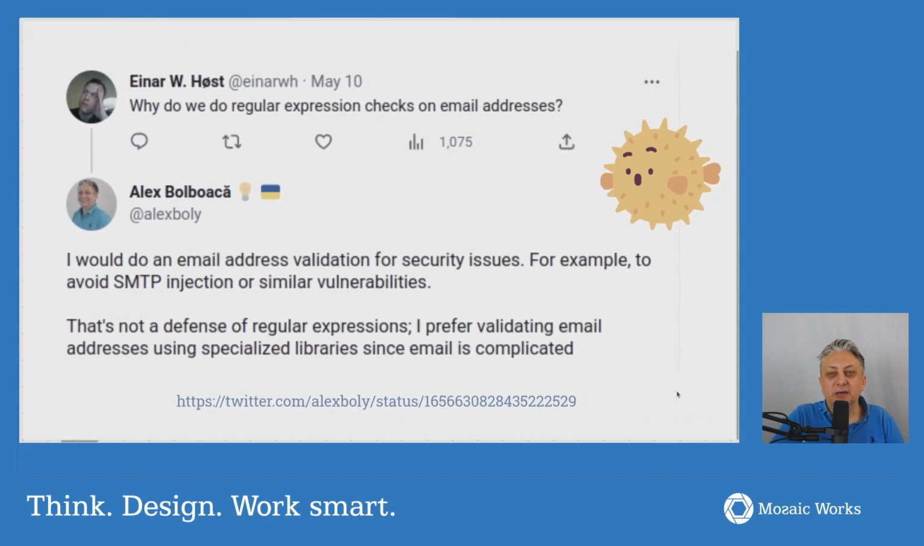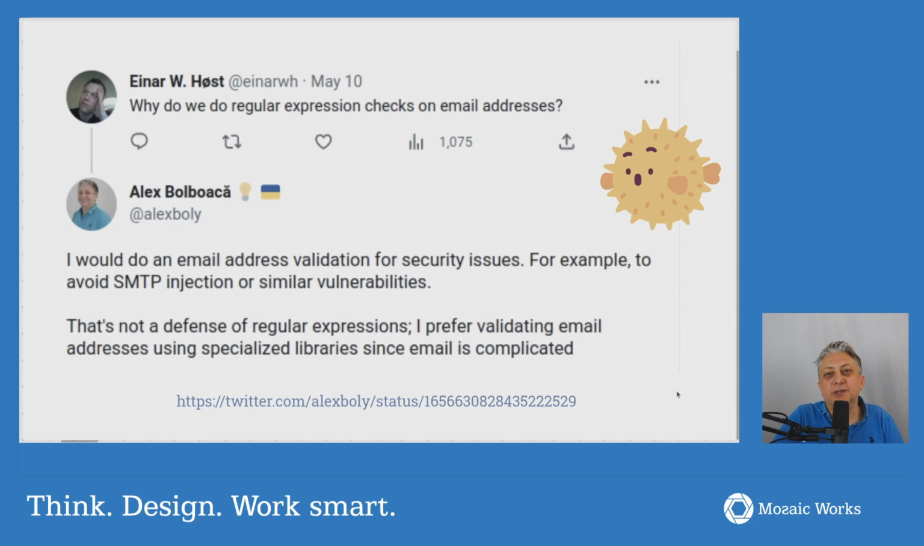This all started from a question by Einar Host. I hope this is the right way to pronounce his name. Why do we do regular expression checks on email addresses? And my answer was, I understand the need of developers to simplify things and to eliminate various steps that seem superfluous, but in this case, there is a big problem that we will see.